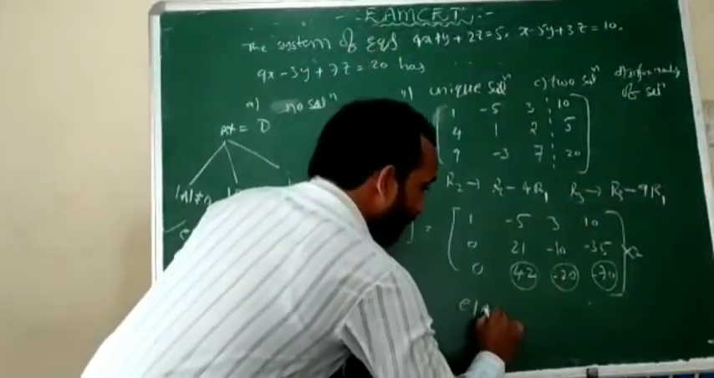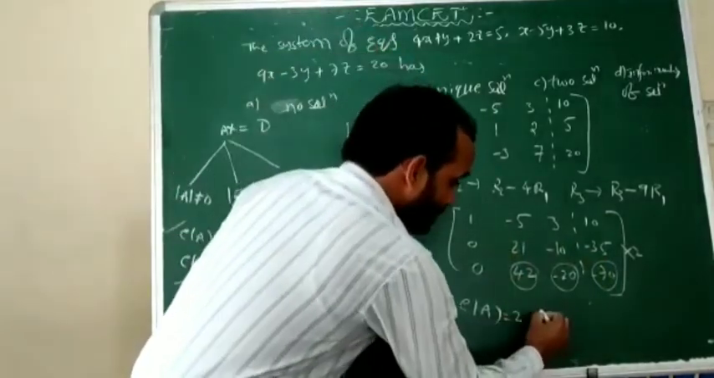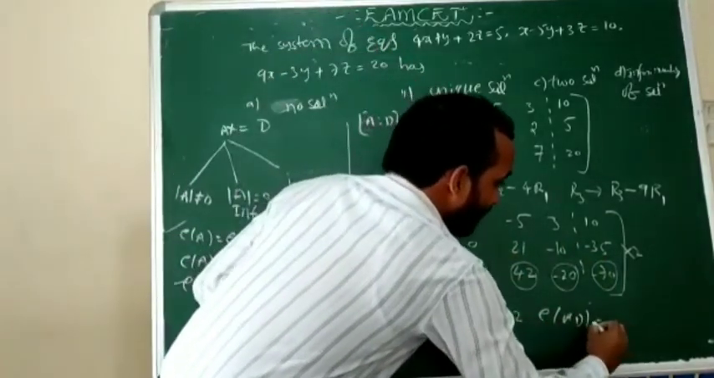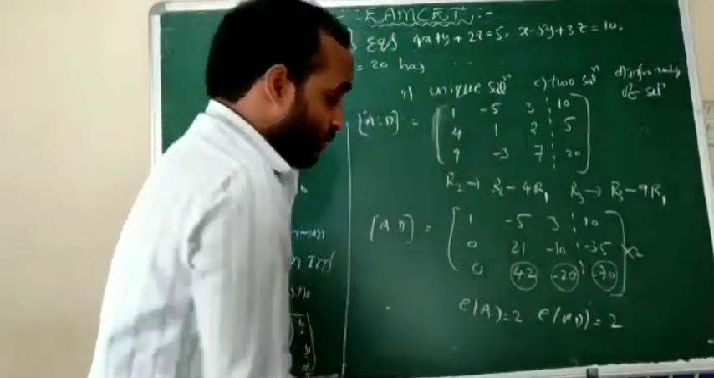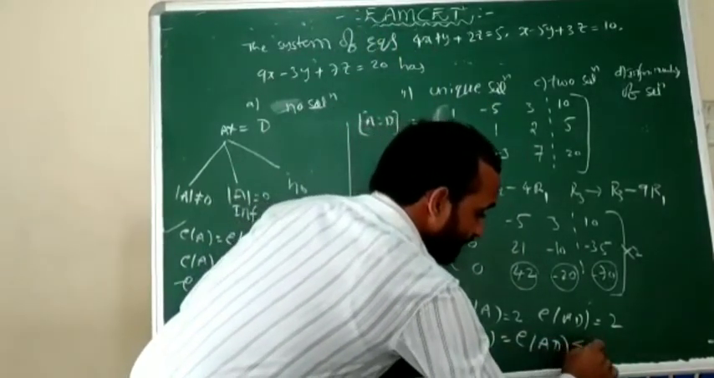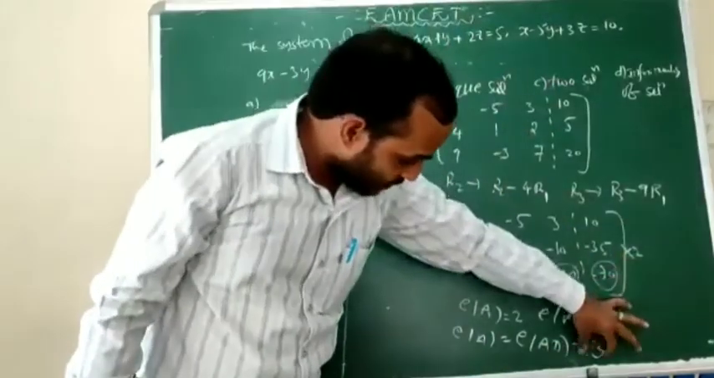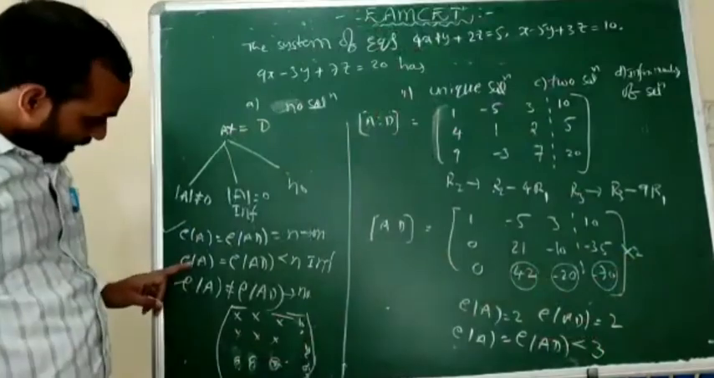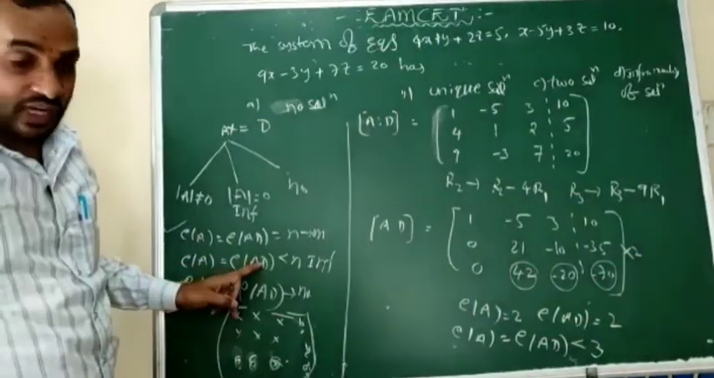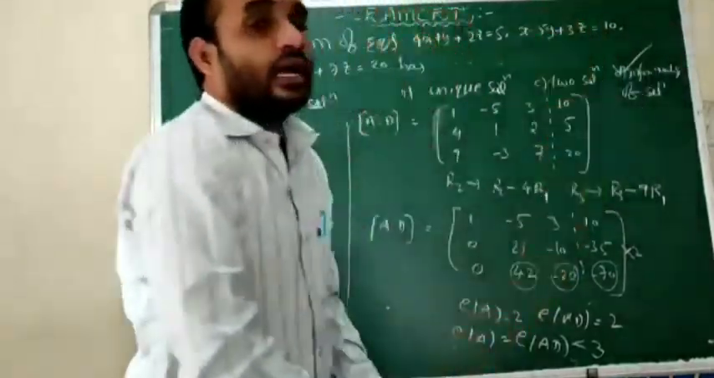Rank of A is equal to 2. So that means rank of AD is equal to 2. So rank of A is equal to rank of AD is less than 3. Why? Because X, Y, Z are 3 unknowns, but rank will be 2. Which one? Rank of A is equal to rank of AD less than n: infinite number of solutions. Option D is the correct answer.